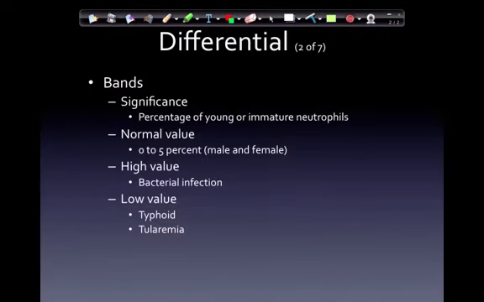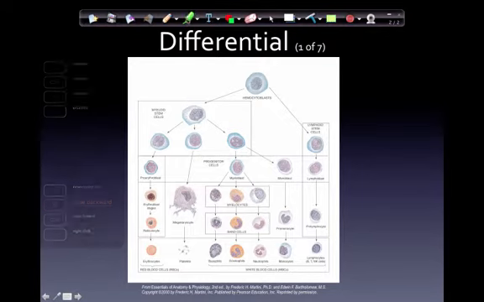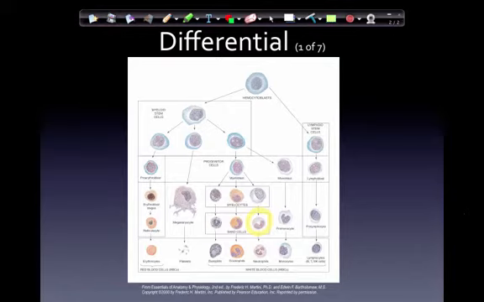Differential. Bands. This is 2 of 7 here. The significance of bands. Now, we can actually go back a slide here. I'm going to show you this right here. Now, what we are looking at there is a band. And a band is an immature white blood cell. So, at the point that it's a myelocyte and it's differentiating into a neutrophil, it is immature at some point.